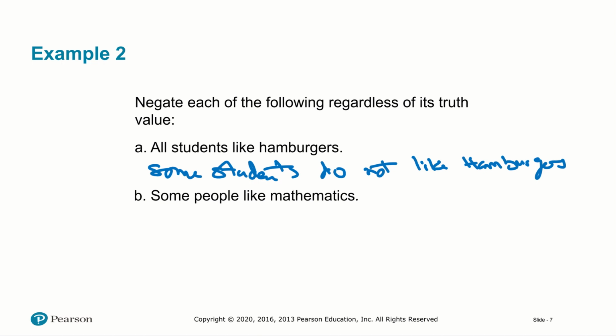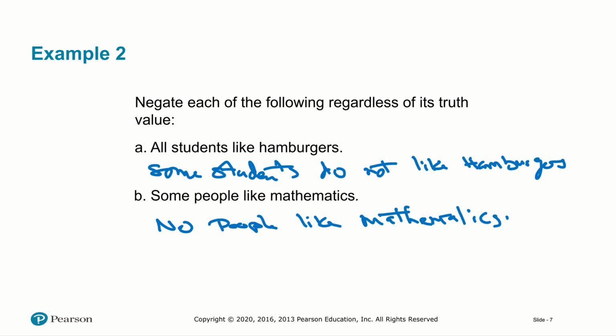All right. How about the next one? The statement says some people like mathematics. So if we're going to negate it, we should go to the extreme of saying no people like mathematics. Or to make it sound less weird, we could just say no one likes mathematics.